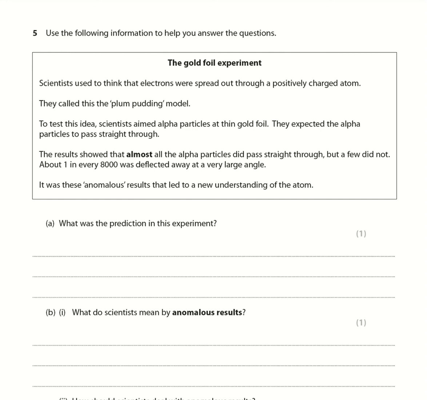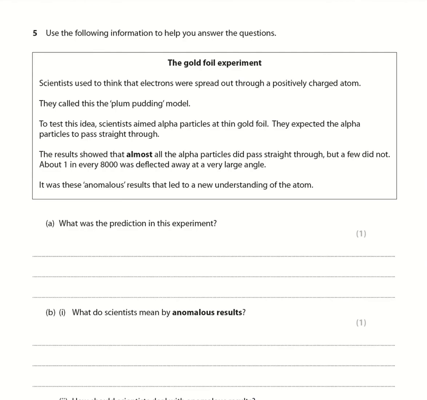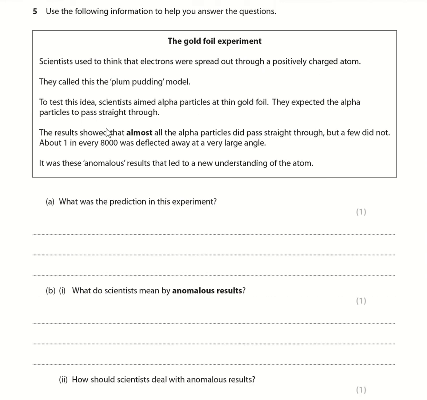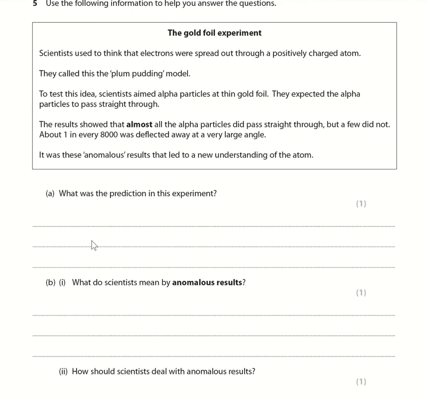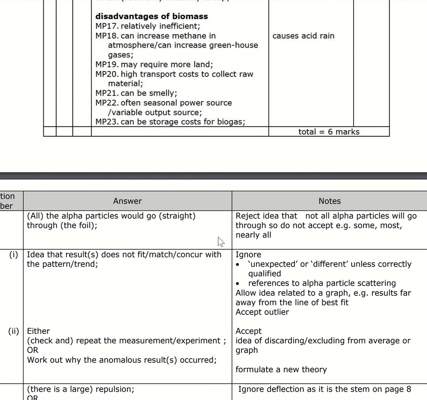What was the prediction in this experiment? All alpha particles would go through the foil. They expected them to pass straight through. What do scientists mean by anomalous results? The idea that they do not fit with the pattern or match with the trend or concur with the pattern or trend.